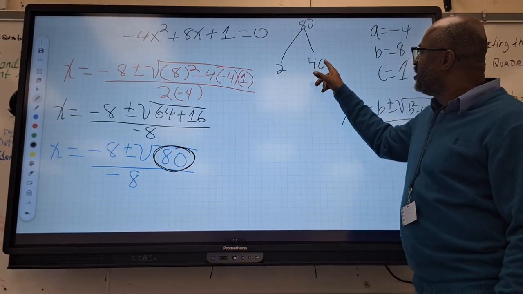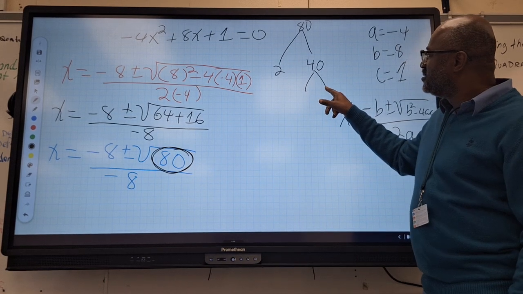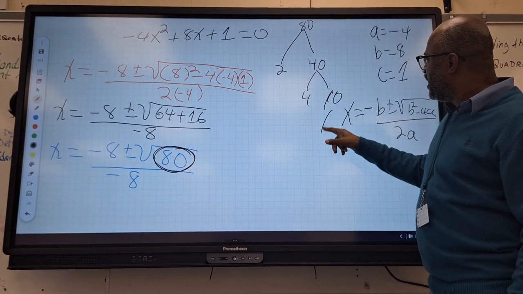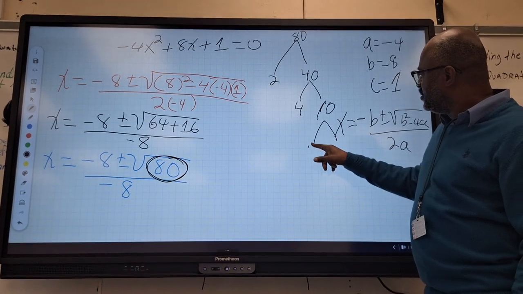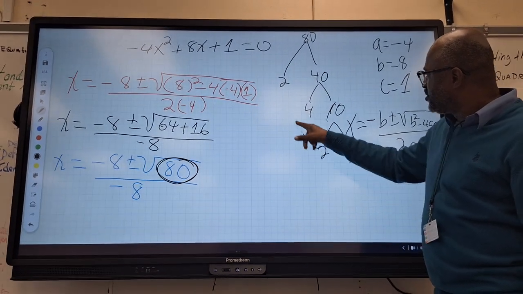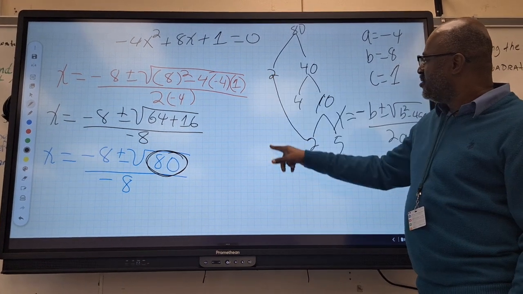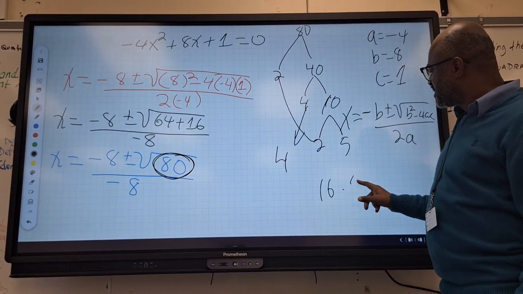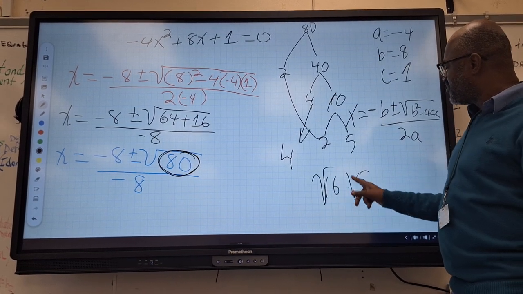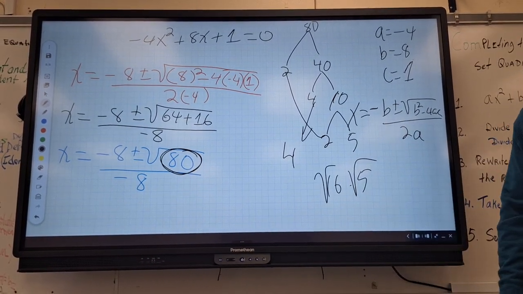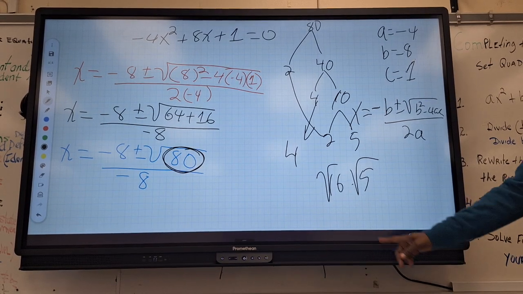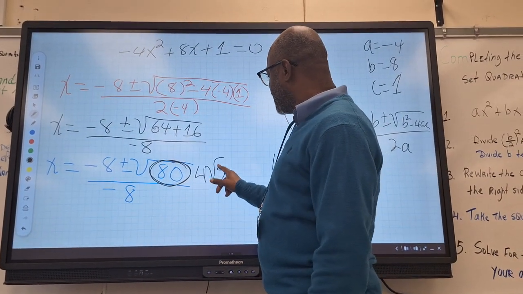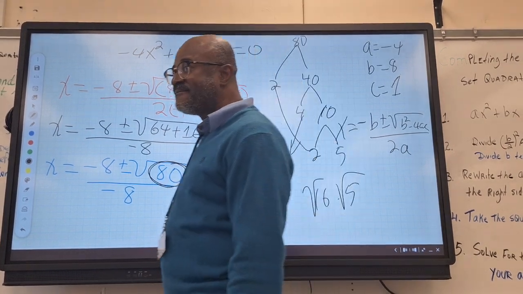Not bad. What about 40? 4 and 10. What about 10? 5 and 2. 4 goes with that, which will give you 80 is 16 times 5. Then you take the square root of that. That gives you the square root of 80 is equivalent to 4 square root of 5. So that's what you need to replace the square root of 80 by.